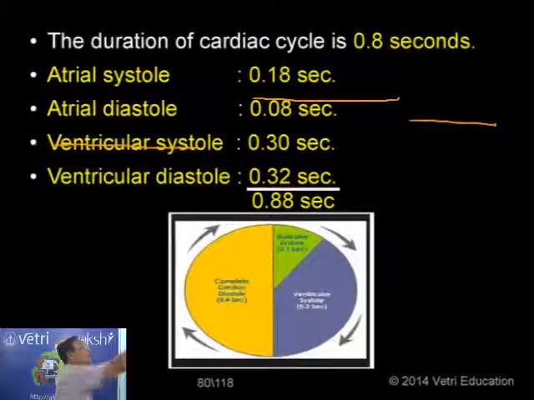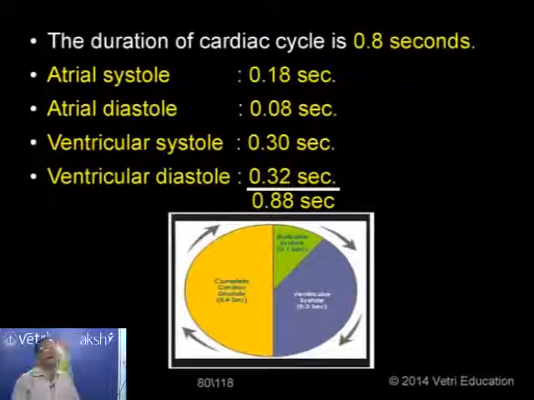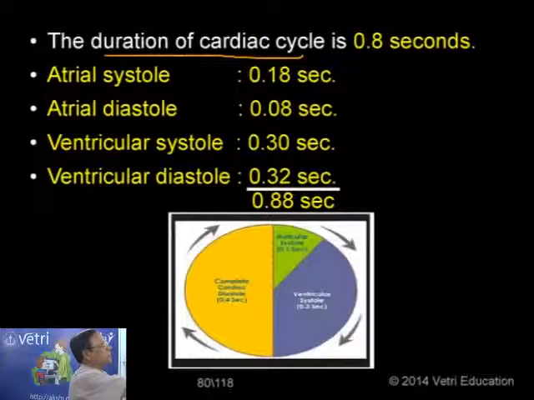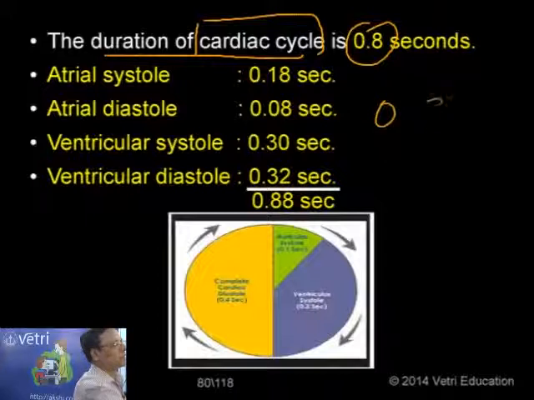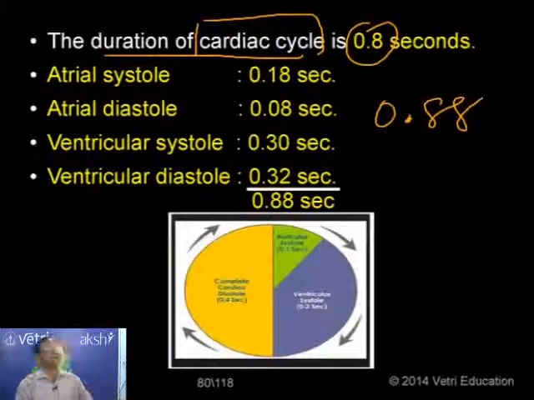Now, what is the duration of the heartbeat, or what is the duration of the cardiac cycle? The duration of the cardiac cycle is equal to the duration of the heartbeat. So the duration of one heartbeat is equal to 0.8 seconds. But roughly, normally we can have 0.88 seconds. I have given the data here.